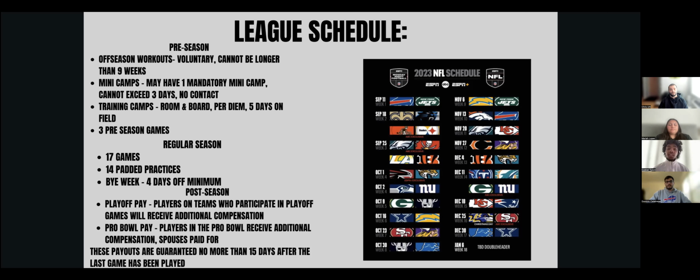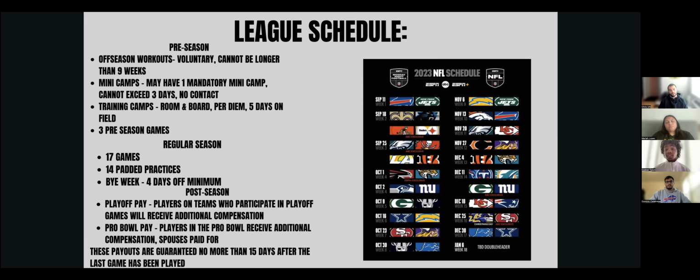It's really key to just get the players in the building, get them familiar with each other, and get ready for next season. Training camps is where it becomes mandatory. There's no options on training camps. Each player is provided room and board, a per diem, a weekly per diem, and the NFL has specified that they have 5 days on the field with specific restrictions on that.